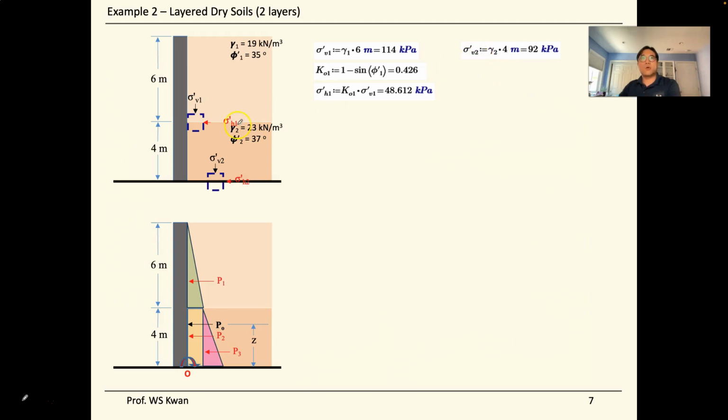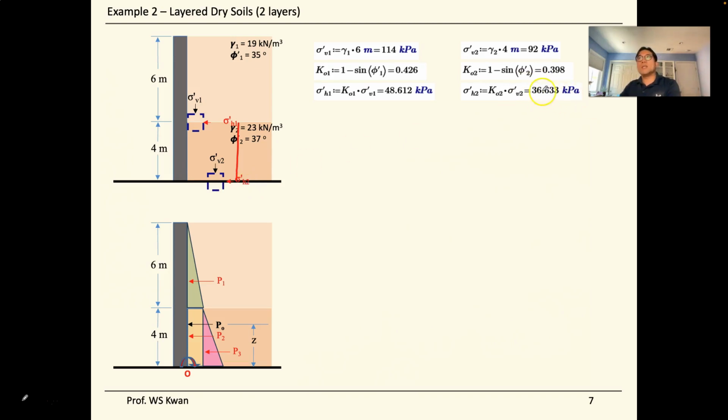Similarly, we find the vertical stress at the base of the second layer, but bear in mind, when we find this vertical stress, we count from the top of the second layer. So that's why the vertical stress is gamma 2 times 4 meters. You don't need to consider the first layer. Now we just look at the force of the second layer on the wall, so this sigma 2 only has a thickness of 4 meters. So we know the vertical stress. Similarly, we plug in the friction angle of the second layer using the formula 1 minus sine phi, then we can find K naught 2. We know the vertical stress and the K naught, so we can find the horizontal stress, which is 36.63.